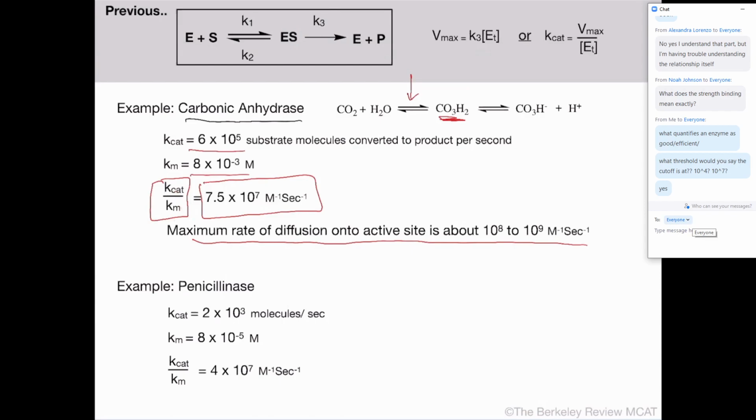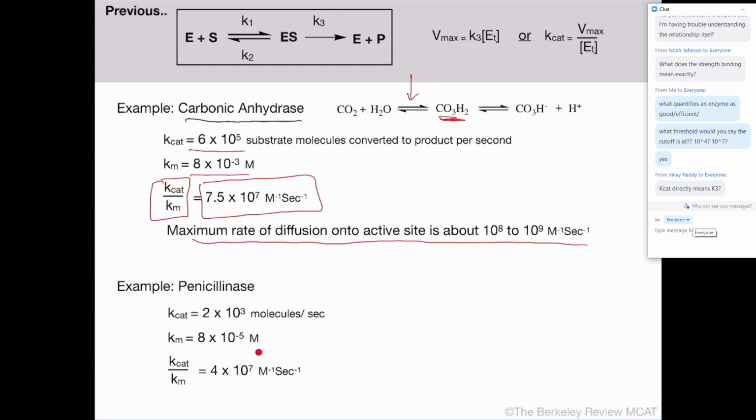All right. And so let's go through penicillinase, and hopefully this can drive home a point. If you did an experiment and you got that the Kcat of penicillinase is 2 times 10 to the 3 molecules per second, and the Km is 8 times 10 to the negative 5 molar. You'll notice that the Kcat of this is 10 to the 3, and the Kcat of carbonic anhydrase is 10 to the 5. So that's 2 magnitudes lower. The Kcat's 2 magnitudes lower.